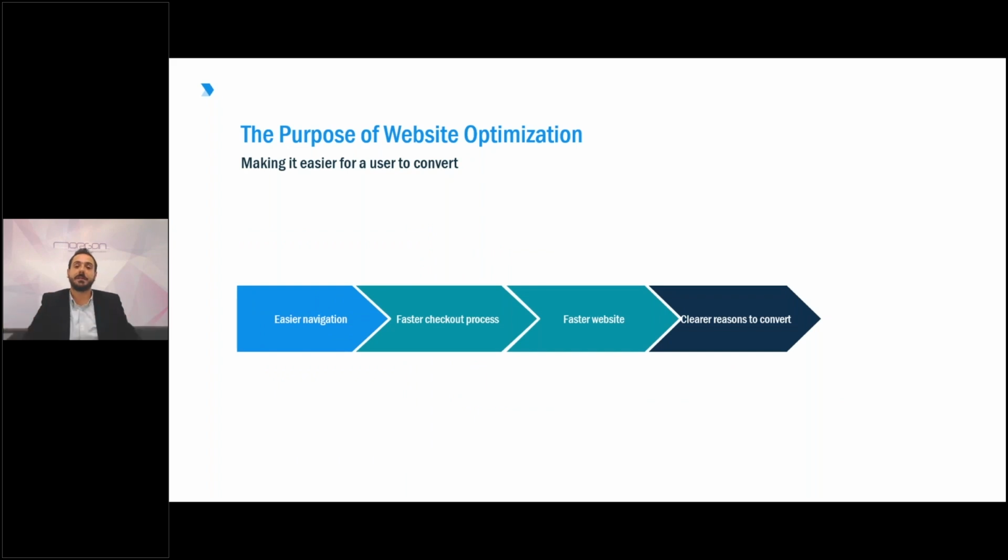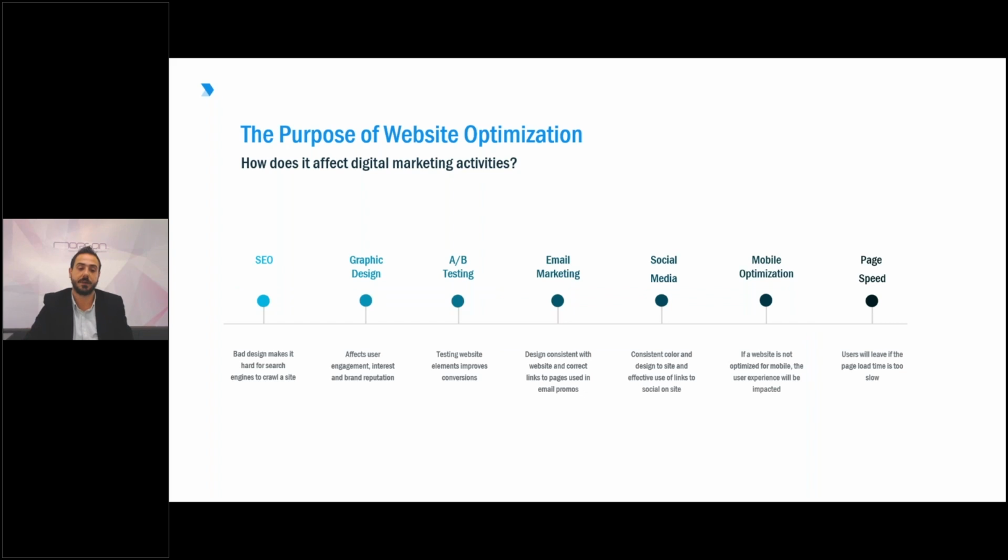So when we make it easier for users to convert, first, it's an easier navigation all in all. Then we provide a faster checkout process when we have an e-commerce engine. Third, we have a faster website all in all, because with a faster website comes an easier journey and a quicker loading time. And then there are clear reasons to convert, and people would feel more compelled and enticed to go through the goals and objectives that you set for your website.